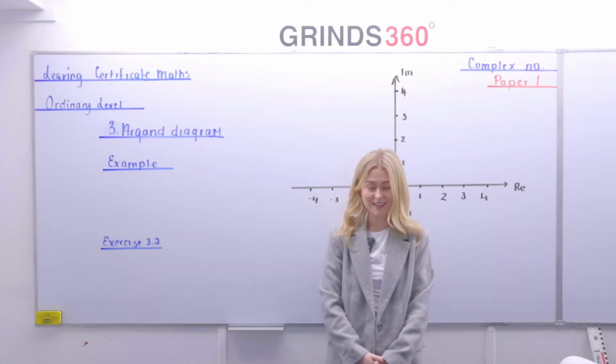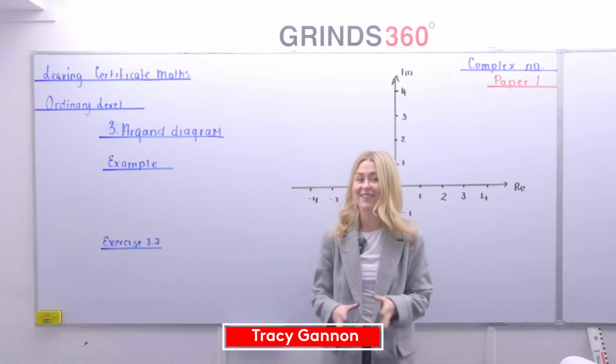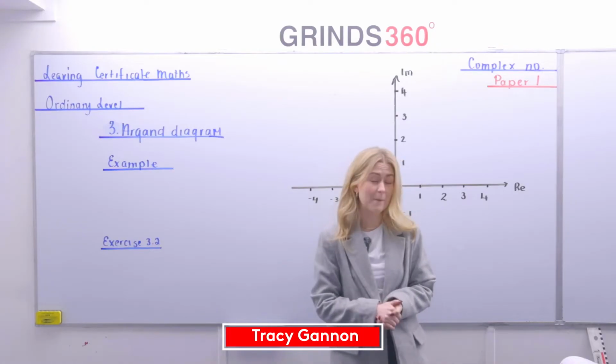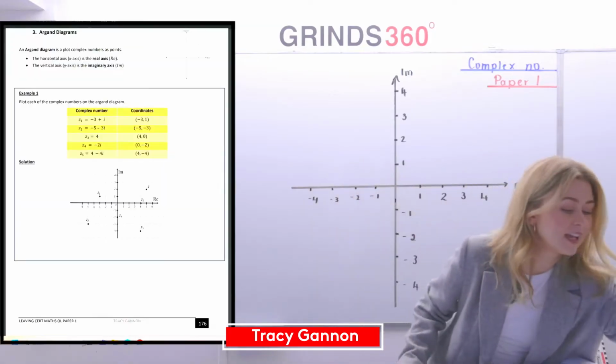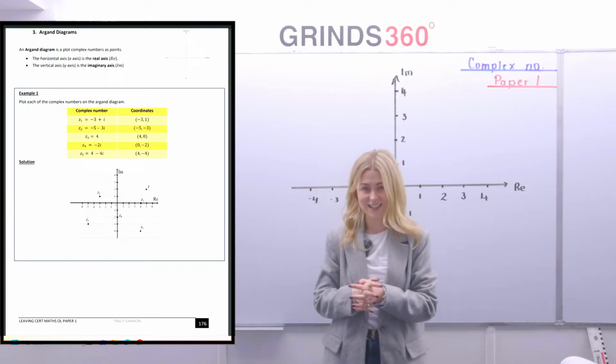And welcome back to our third lesson in complex numbers, paper number 1. In this lesson, we're going to be looking at the Argand diagram, and you're going to find this over on page 176 in your notes. That's going to look like this. So if you jump over as far as here, let's take a look.